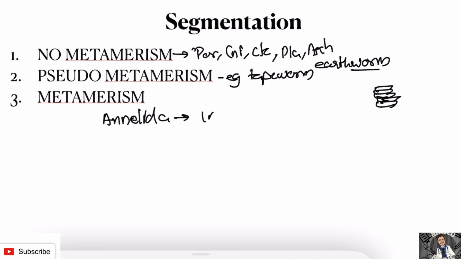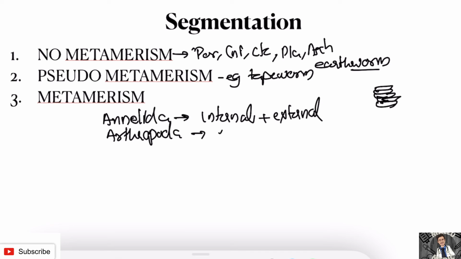They show internal and external segmentation. The body outside is also segmented, and even inside its body it's segmented. Internal and external segmentation is present in Annelida. Then we have Arthropoda. The phylum Arthropoda, the insects, they are externally segmented. They have an external segmented body, whereas the chordata, they have internal segmented body. Alright, so that completes the classification based on segmentation.